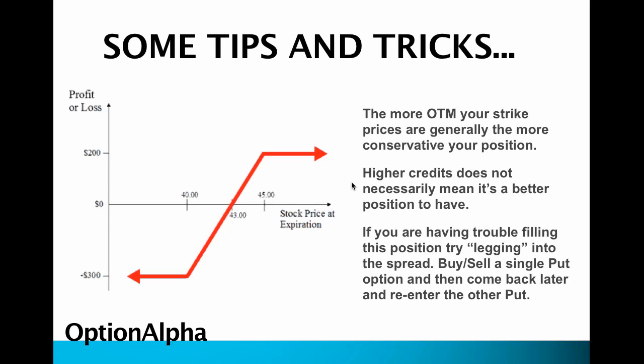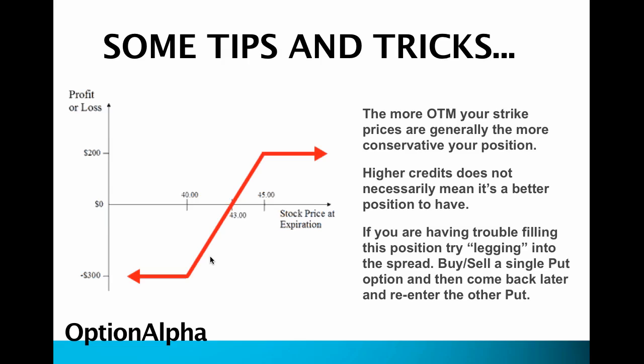Some tips and tricks for bull put spreads, or bull put credit spreads. The more out of the money your strike price is, the more conservative your position. So again, in this example, we sold this strategy here right at the money, but you don't have to do that. If the market's trading at 43, you can sell these all the way out, possibly down to 20, 25, in that type of area. So higher credits don't necessarily mean it's a better position to have. Generally speaking, you're going to see an at-the-money position that's basically a 50-50 flip, where you're going to make about the same as you're going to lose. So it's just the same as trading the underlying stock.